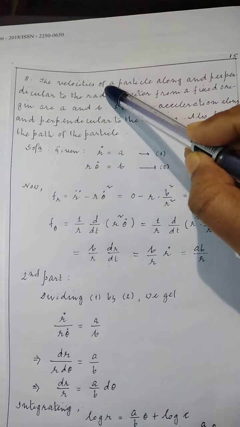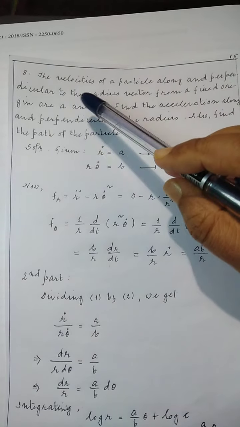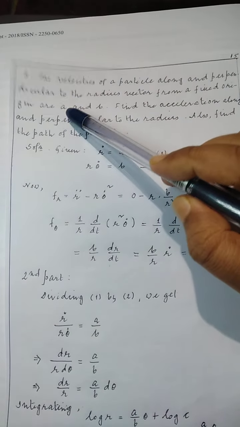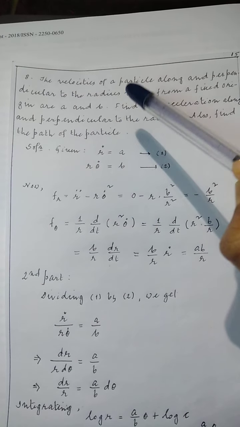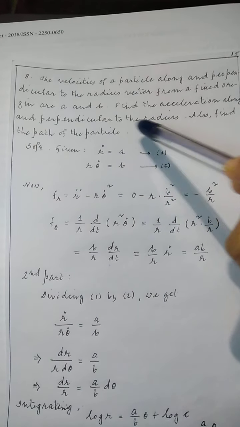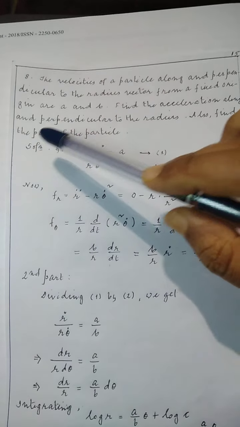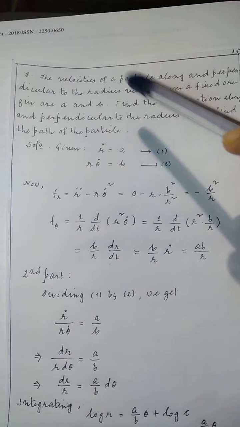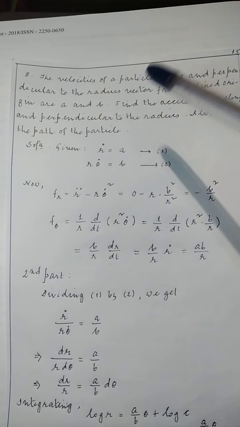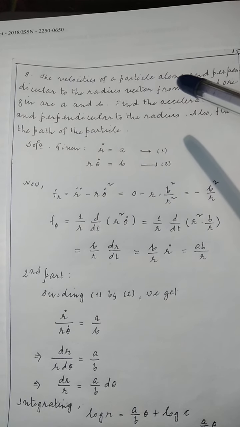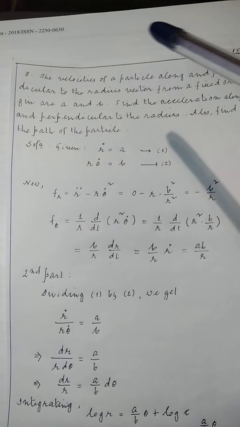The velocity of a particle along and perpendicular to the radius vector from a fixed origin are A and B. Find the acceleration along and perpendicular to the radius. Also find the path of the particle. So just to see the question, it is given that the velocity along and perpendicular to the radius vector is given as A and B.